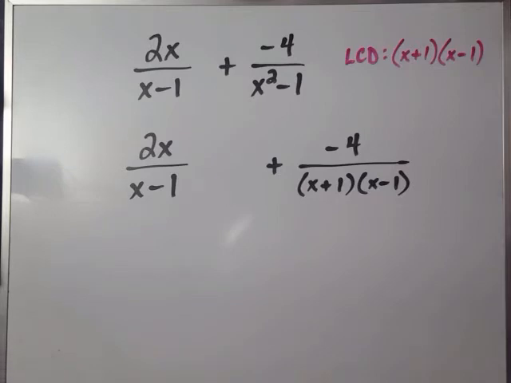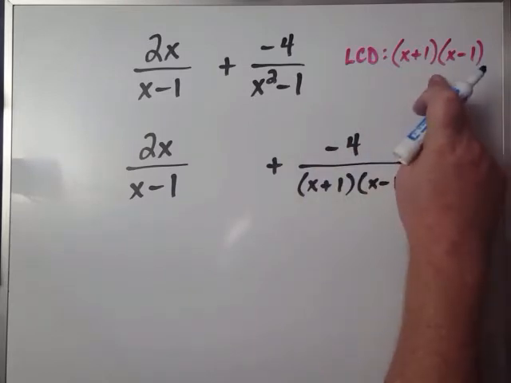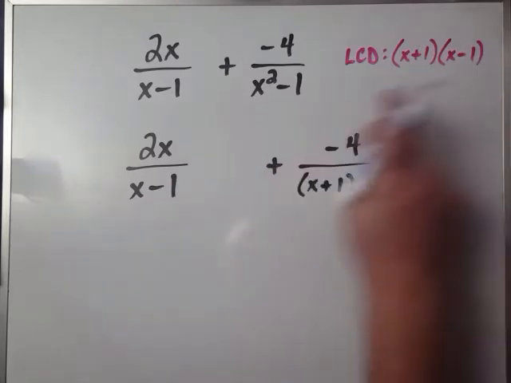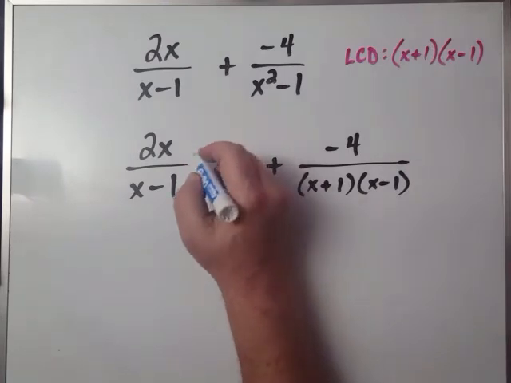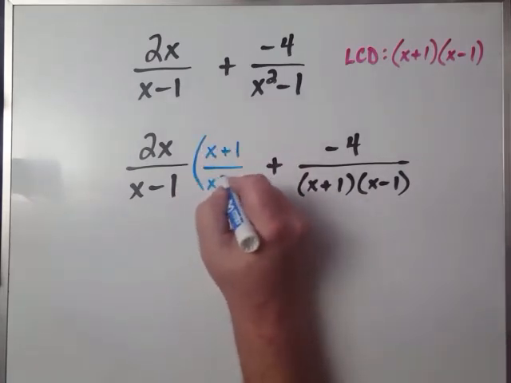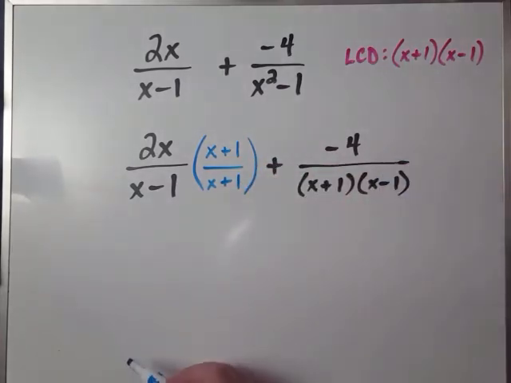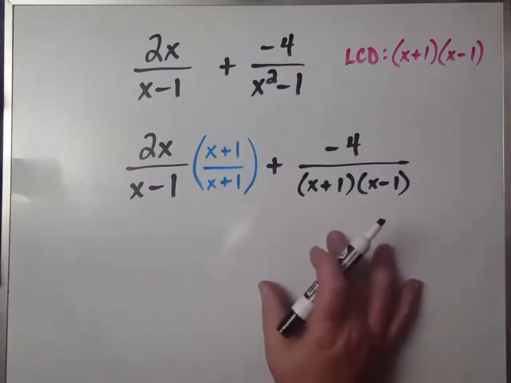Now we ask the question, what's missing? What's missing from this first denominator to turn it into my least common denominator? I already have an x minus 1. I just need an x plus 1. What's missing out of my second denominator? Well, nothing. That's already the denominator that I'm after. We now, strictly speaking, have a common denominator.